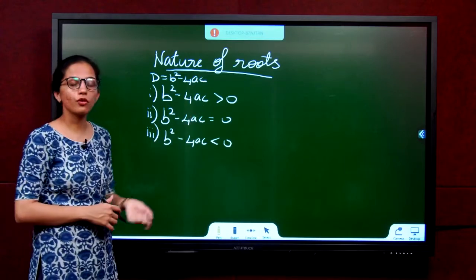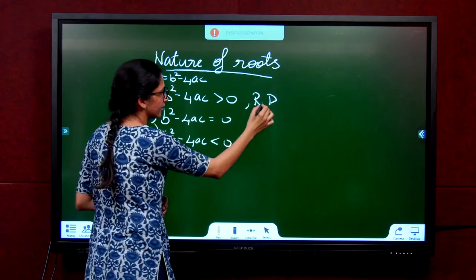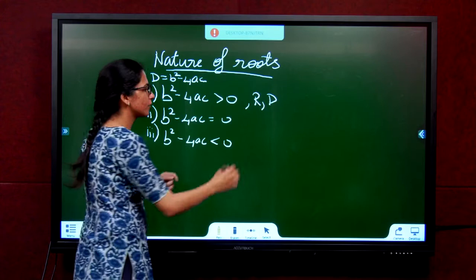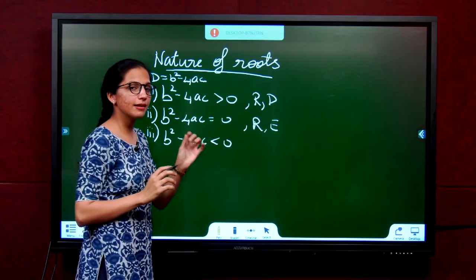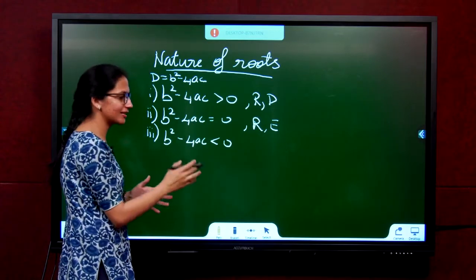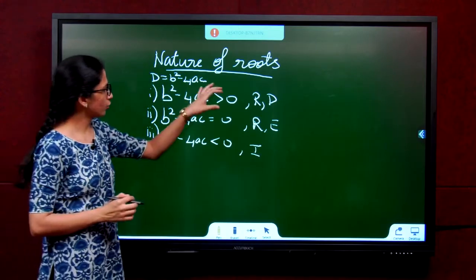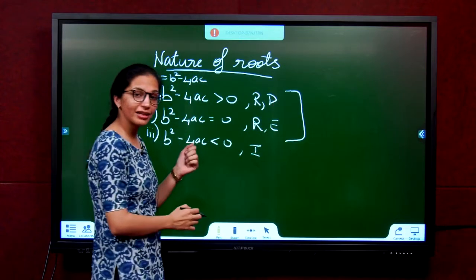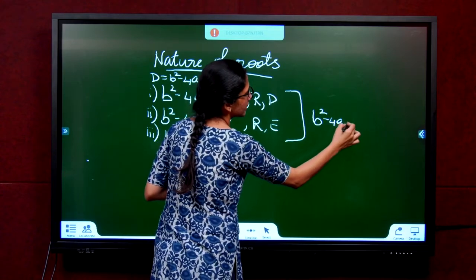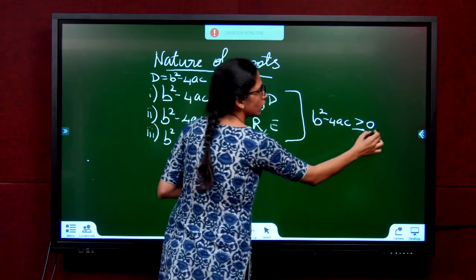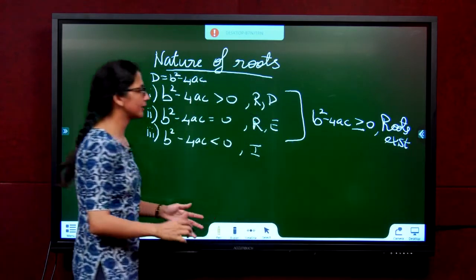So, if b square minus 4ac is greater than 0, what was the condition? The roots are real and distinct. If b square minus 4ac is equal to 0, they are real and equal, not different, equal. Distinct means different. If b square minus 4ac is less than 0, the roots are imaginary or they don't exist. Looking at these conditions, when do roots actually exist? When it's greater than 0 or equal to 0. So I can say if b square minus 4ac is greater than or equal to 0, roots exist. This is just a short recap.